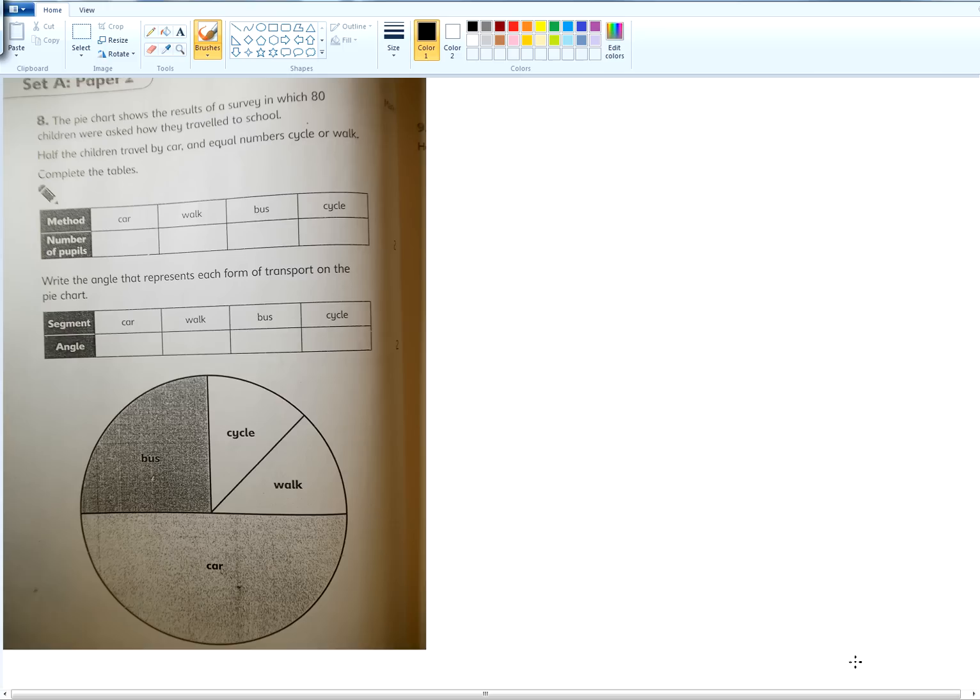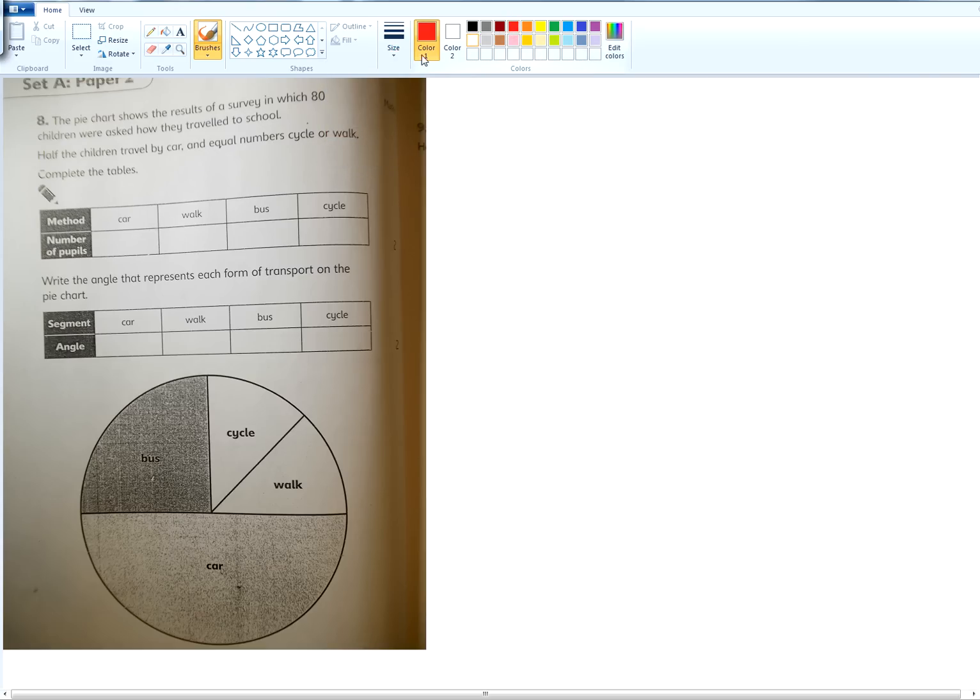Lovely. Okay, the pie chart shows the results of a survey in which 80 children were asked how they travel to school. Half the children travel by car. Now, let's just think about the words that he's using in the text. He says half of them. That's half of 80, which is 40.